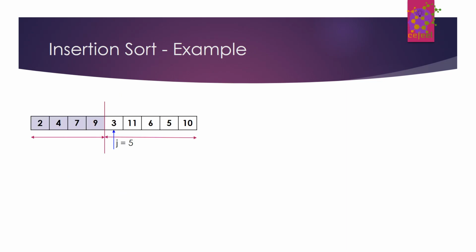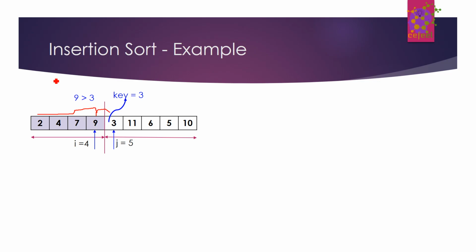So this is how it looks like. j is 5 now, which means key will be picked. So 3 is now assigned to key, and key will now be compared through these items one by one, starting from 9, 7, 4, 2. So when it's compared with 9, 9 will swap with 3, because 9 is greater than 3.